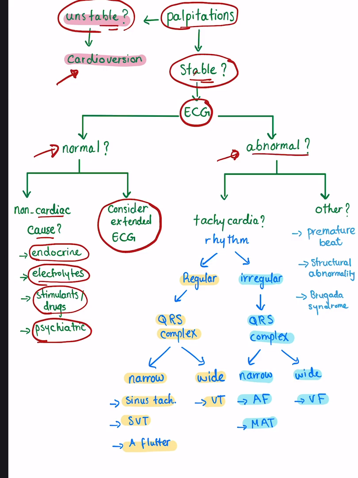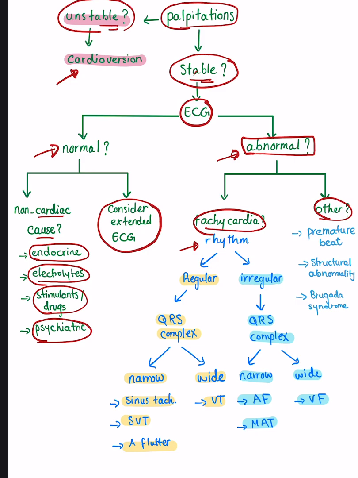Now, if the ECG is abnormal, you want to look at one of two things. Does the patient have tachycardia, or is it something else? If the patient has tachycardia, which is a heartbeat of more than 100 beats per minute, you want to look at two things, and these will give you a good differential diagnosis. The first is the rhythm. Is the rhythm normal? If you want to look at the rhythm, you look at the RR interval, so the distance between the QRS complexes.